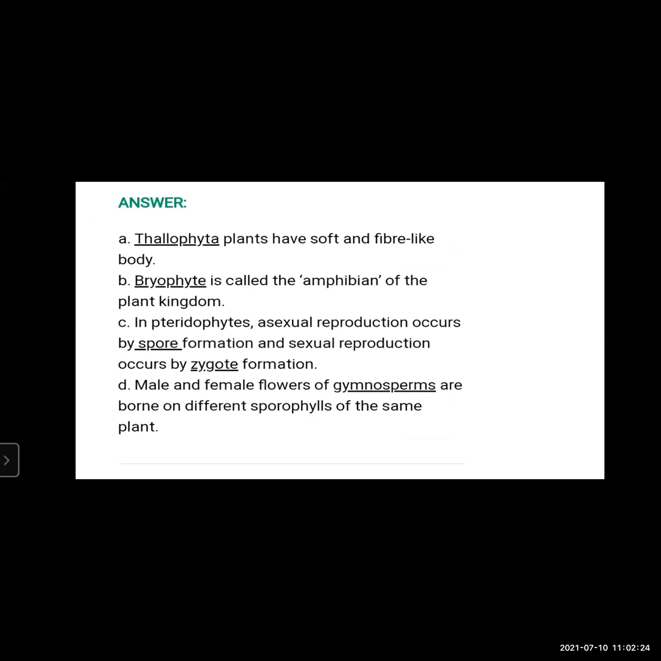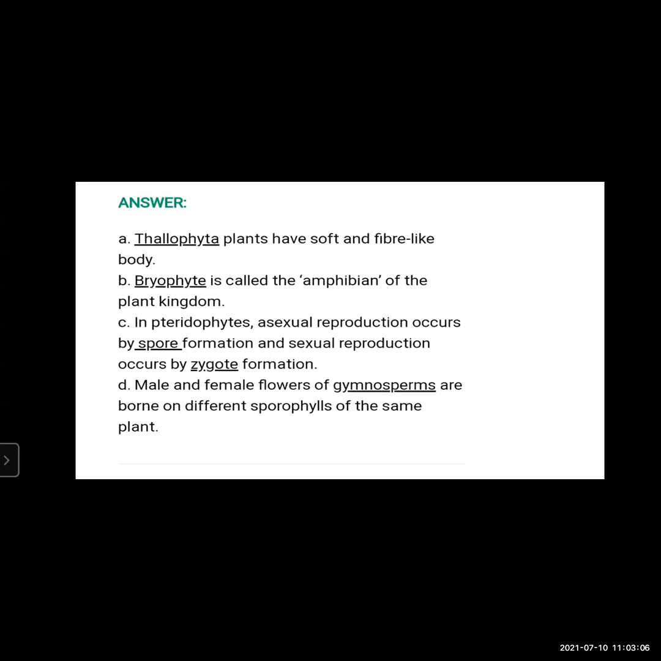Okay, now question number 2. You can see the textbook. Second question is complete the sentences by filling the blanks and explain those statements. So the brackets are also given to you and you have to write the answer. The first question is: dash plants have soft and fiber-like body. So which plants? The answer is Bryophyta. Then next is: dash is called the amphibian of the plant kingdom. Who are called the amphibians? The Bryophyta group. So Bryophyta is the answer.